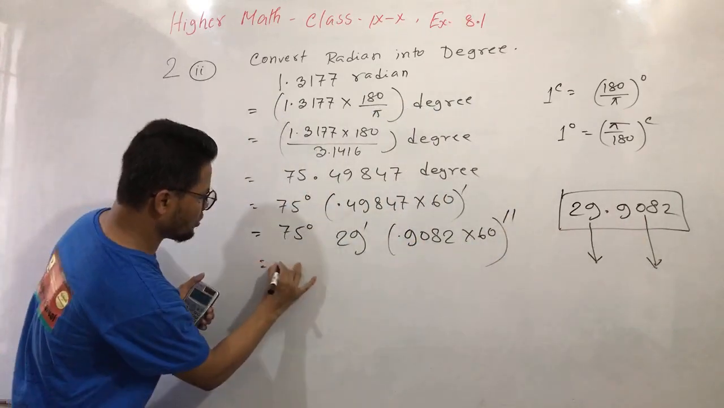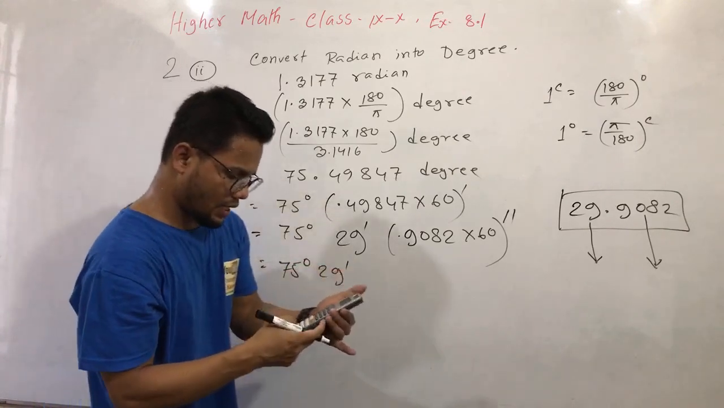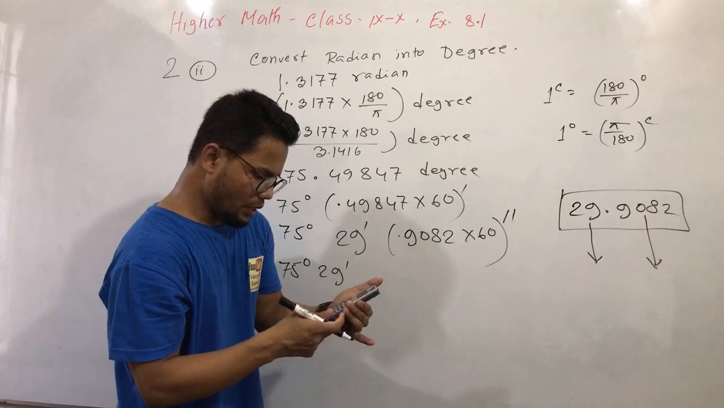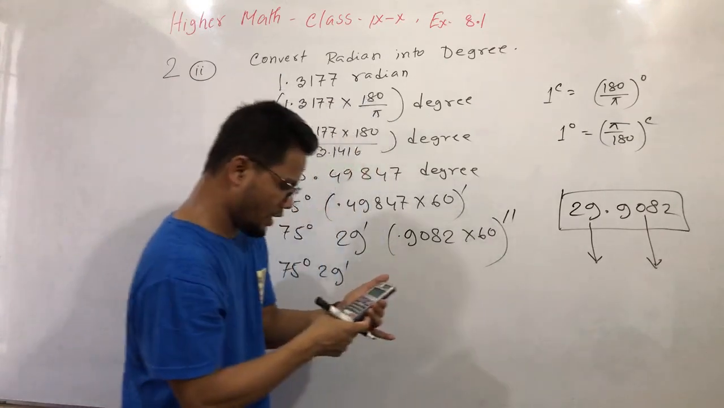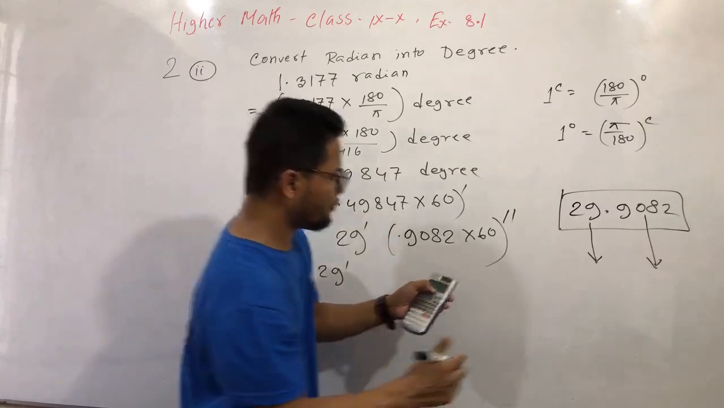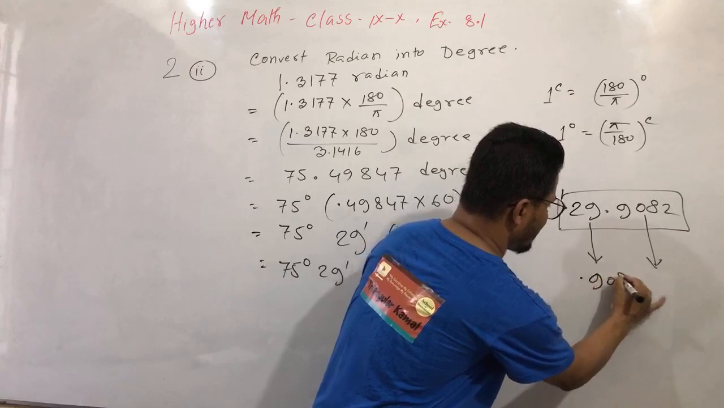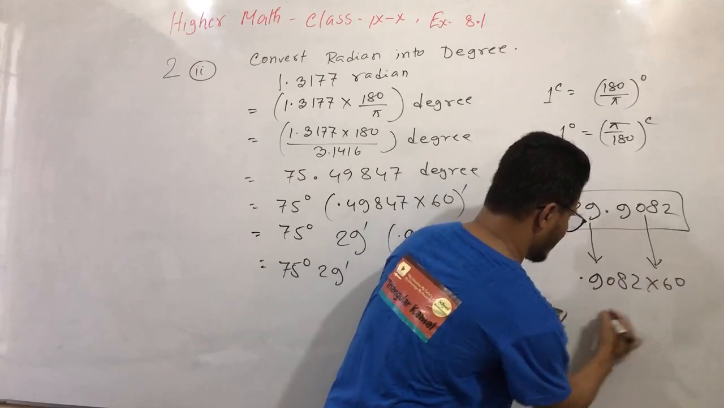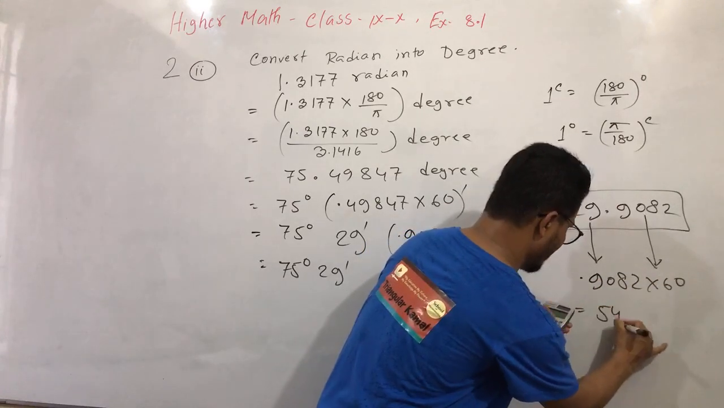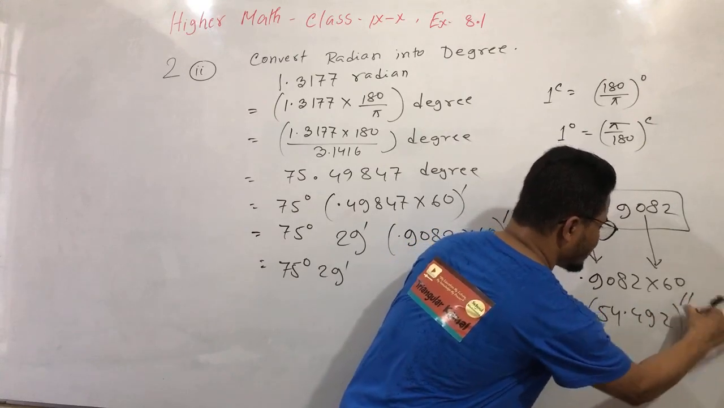Now this one will be 75 degree 29 minute. And again, if we multiply 0.9082 with 60, the final line will be 54.492. This one is absolutely the second.